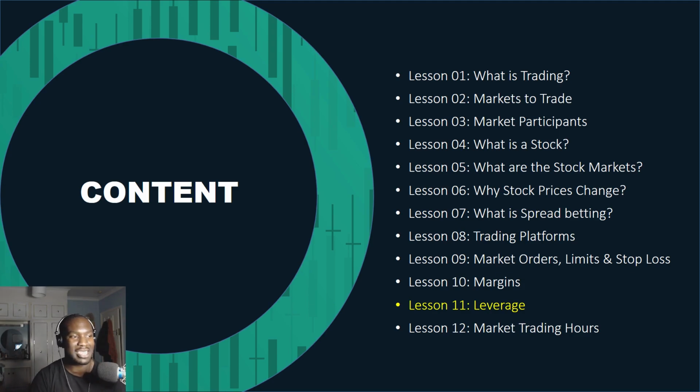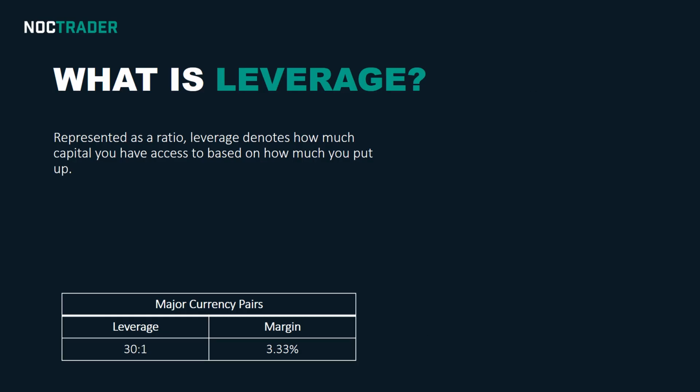Let's get straight into it. So one of the most wonderful and potentially scariest things about trading through a spread betting or CFD account is leverage. Now, in the simplest terms, leverage is all about how much capital you have access to based on how much money you put up. The best way to really explain leverage is through a mortgage analogy.